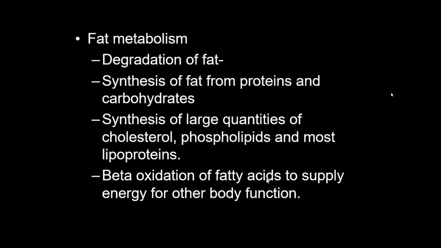Beta oxidation of fatty acid. You have studied this in biochemistry. Beta oxidation means that fat is degraded. Fat is degraded into fatty acid and glycerol. Fatty acid is converted into a 2-carbon chain, that is acetyl coenzyme A. Acetyl coenzyme A enters the citric acid cycle for production of energy.